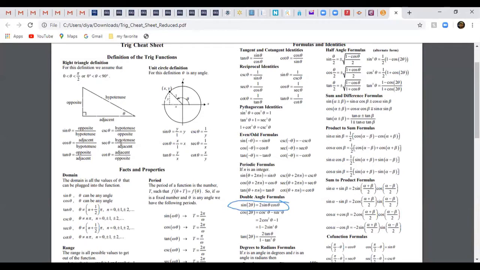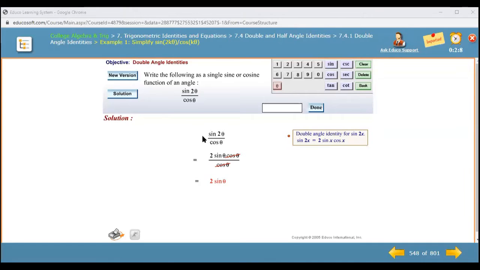After using this identity, I substituted all the values. So sine 2 theta is 2 sine theta cosine theta. Cosine and cosine cancel out and we are left with 2 sine theta, and that's the answer. It is only possible if you know this identity. Otherwise, you will waste a lot of time. See, in 2 simple steps, we got the answer.